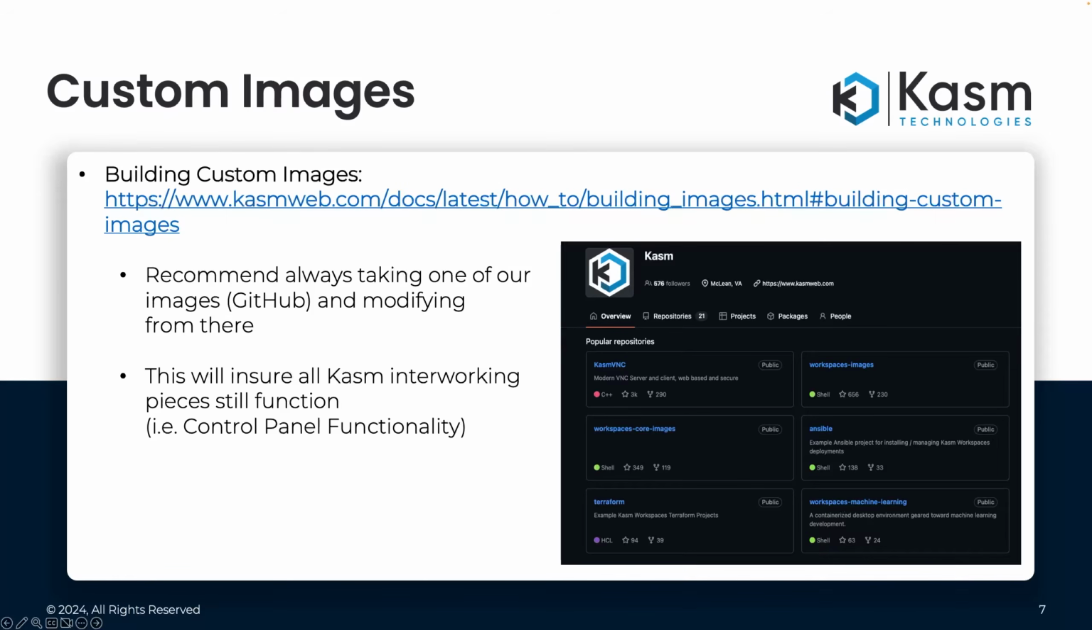Next, we will discuss custom images. Building a custom image almost always means taking one of our own Kasm images and modifying it. For our Workspace's core images out on our GitHub site, you can think of the core images basically being like your Alpine, your CentOS, your Ubuntu, but we've stripped everything out of it except the bare bones of what you need to run that image and to be able to run that image within a Kasm environment.